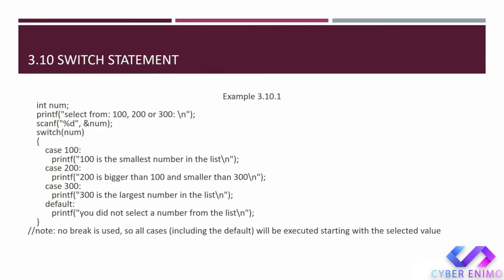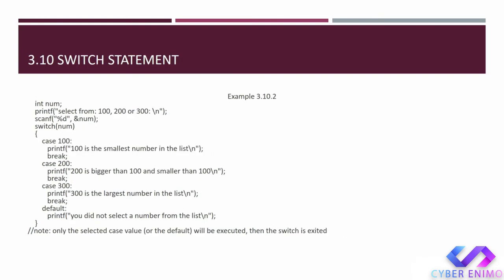So if the user selects 100, the printf statement for this case will be executed, but so will all the other printf statements. But if the user selects 200 instead, the printf statement for the case 200 will be executed, so will the printf statements for the case 300 and for the default case. In the next example, we will see how to avoid that.